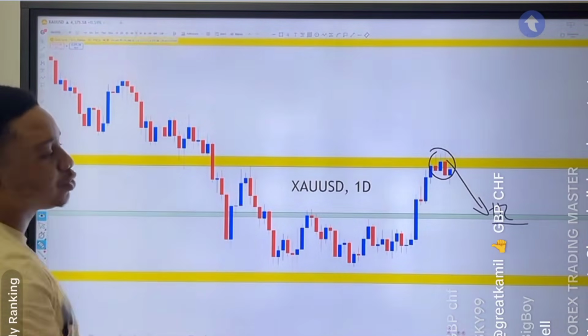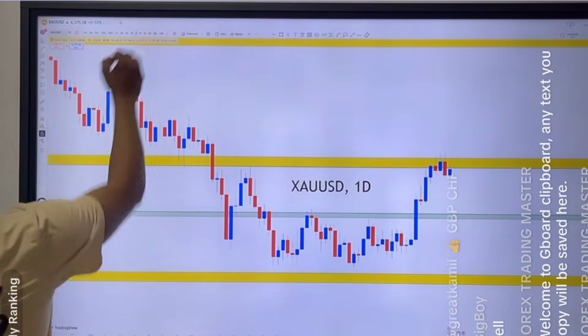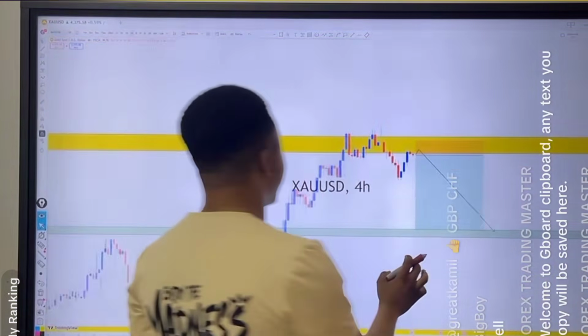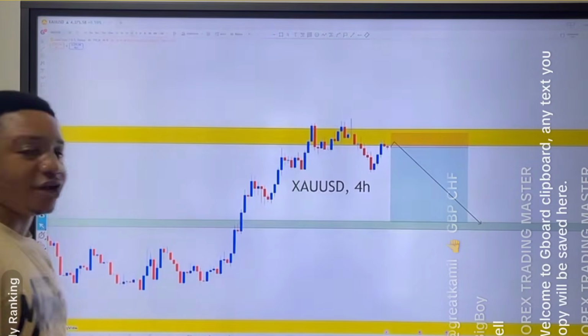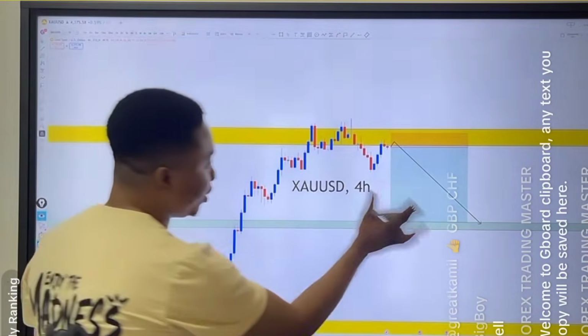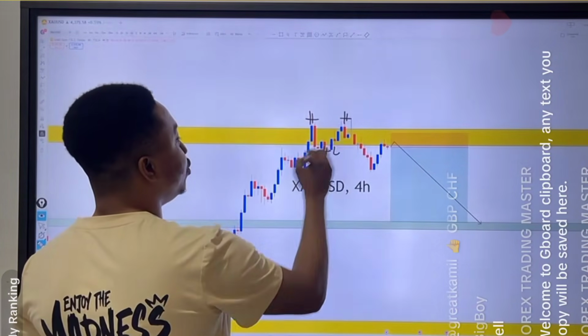Now let's go over to the 4H time frame where we can prepare for the sales to the downside on gold. Alright, so this is gold on the 4H time frame. Now on the 4H time frame, this is how we are going to sell this pair. We have a downtrend on the 4H time frame. We have equal highs, higher low.